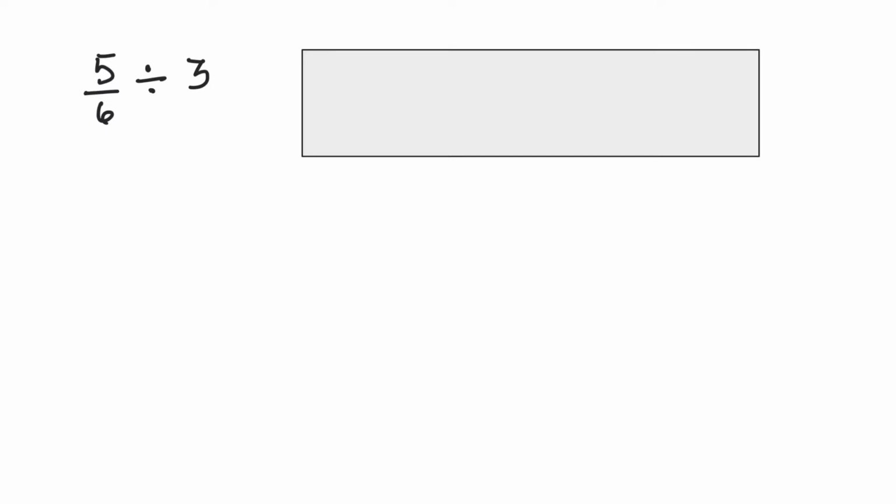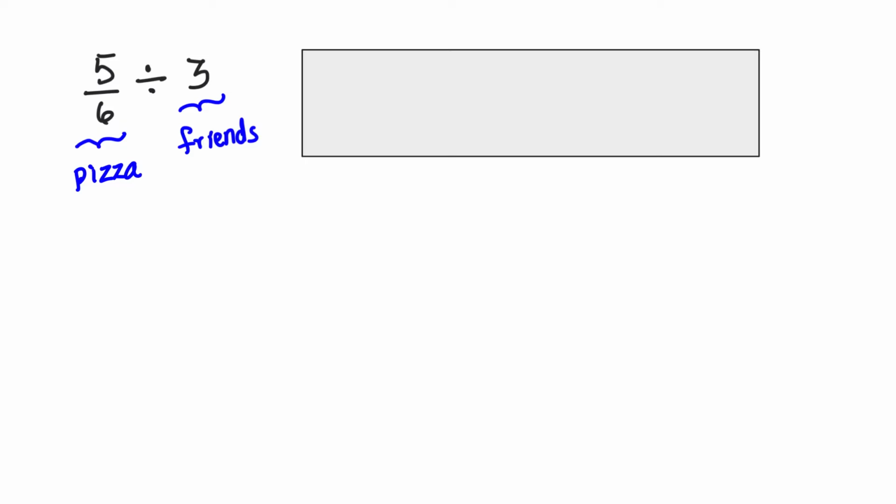5/6 divided by 3. The first number is always going to be what we have. In this case, we're going to think that we have a pizza, and we only have 5/6 left. And the second number, we're going to think that we have 3 friends that we want to divide it equally into.